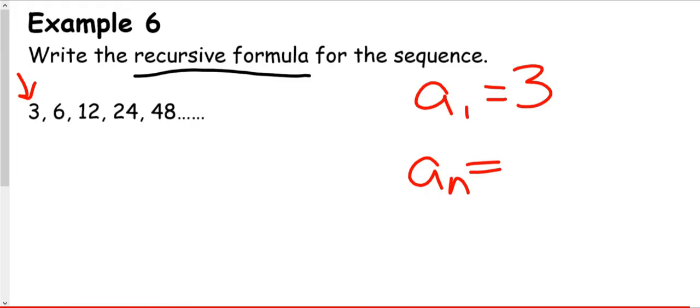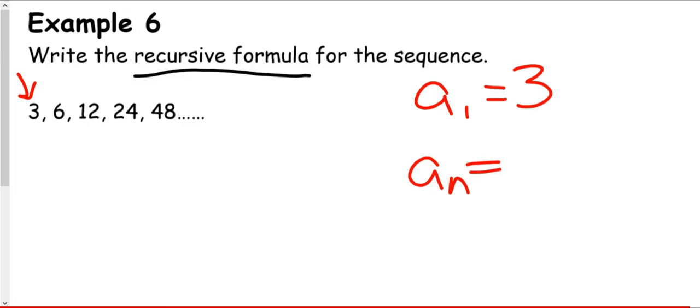So we could say 3 plus 3 is 6, but is 6 plus 3 12? No, it's 9. So let's try something else. What about 3 times 2? Is that 6? Yep. How about 6 times 2? Yep, that's 12. How about 12 times 2? That's 24. Looks like we found our rule. So we're taking 2 times the number, right, to get the next number.